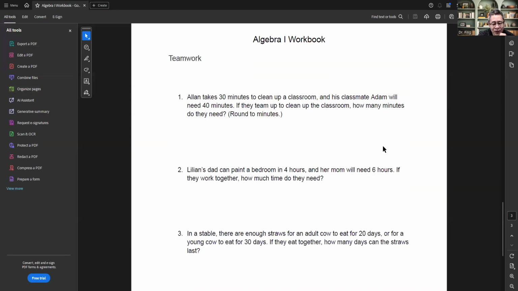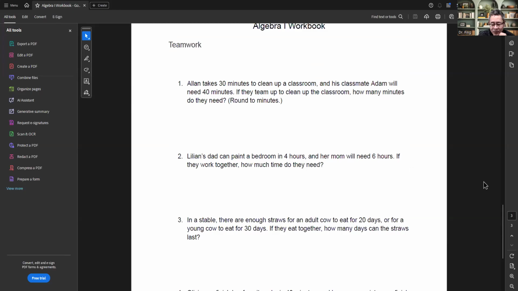Now we're looking at the teamwork problem. Alan took 30 minutes to clean up a classroom, and his classmate Adam will need 40 minutes. And they team up to clean the classroom. How many minutes do they need? So that's what we don't know. How many minutes will be x?